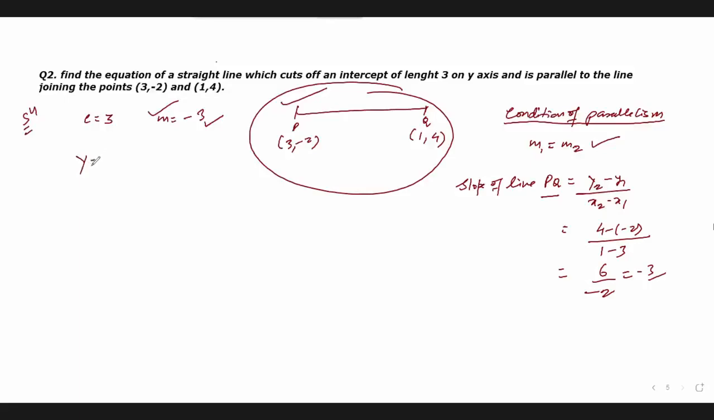And I know my equation is y equals mx plus c. So y is equal to 3x minus 3. So this is my required equation. No. My required equation will be y equals minus 3x plus 3. Or I can say that 3x plus y minus 3 equals 0. This is my required equation.